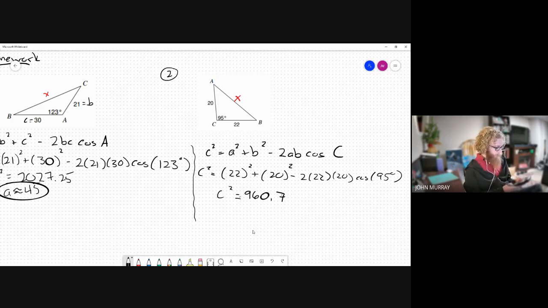And we take the square root. And I get c is equal to, so I get my specific precise answer. I get 30.995, but you can tell me 31. That would be okay as well.